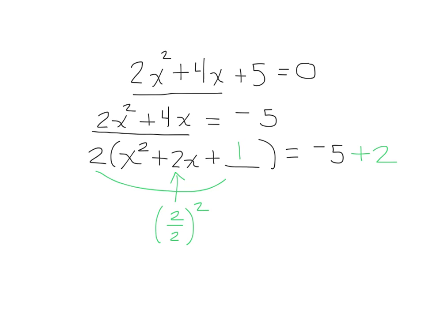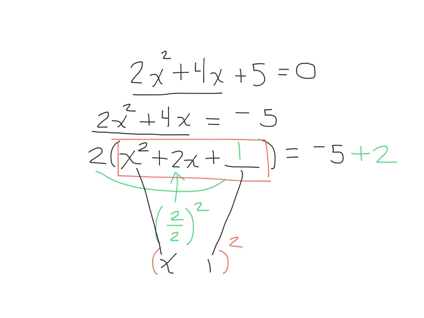Last step, this inside the parentheses is a perfect square trinomial. It will factor down to a binomial squared. And what you do is you just take the square root of the first term, which will be x, the square root of the last term, which will be 1, and you bring down the sign of the middle term, which is a plus. You leave everything else the same. Negative 5 plus 2 on the right is negative 3.